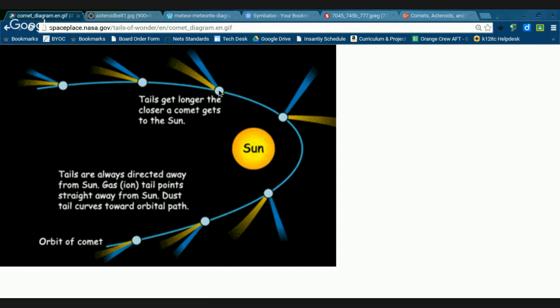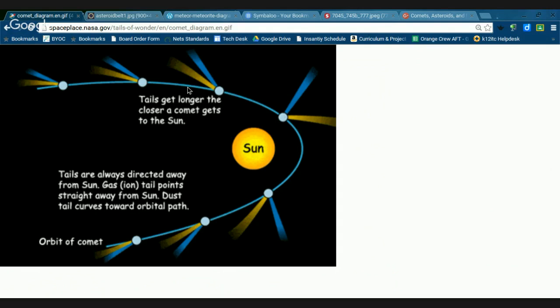So that's basically what's happening as your comet is moving throughout the solar system: all of that ice, dust, and rock is going to sublimate, and it's going to get turned into those gases of methane, nitrogen, ammonia, and carbon dioxide, which would make up this part back here, which is the tail of the comet.